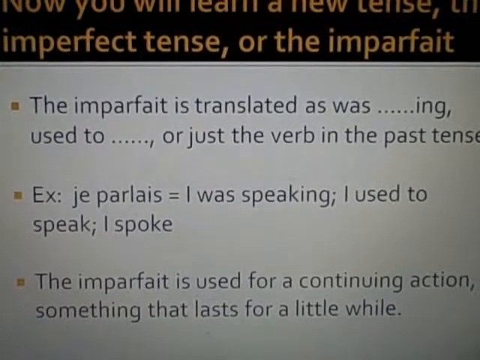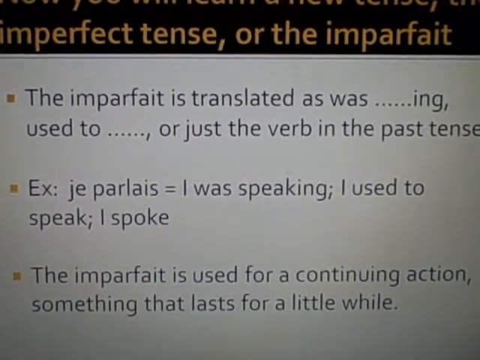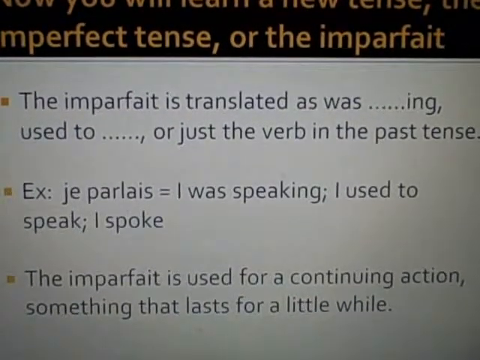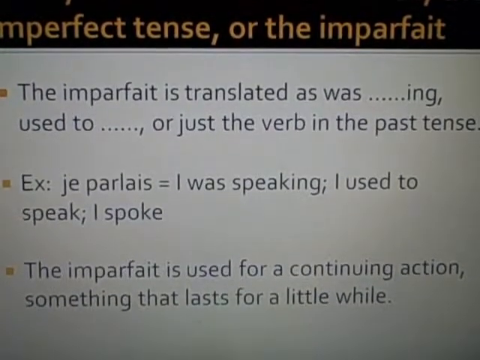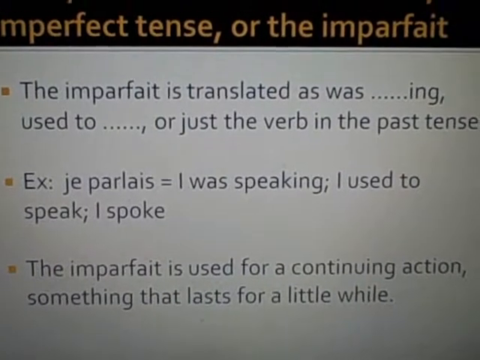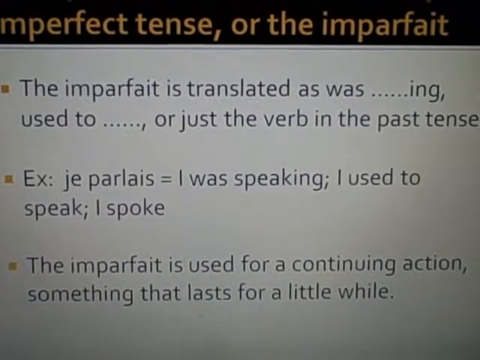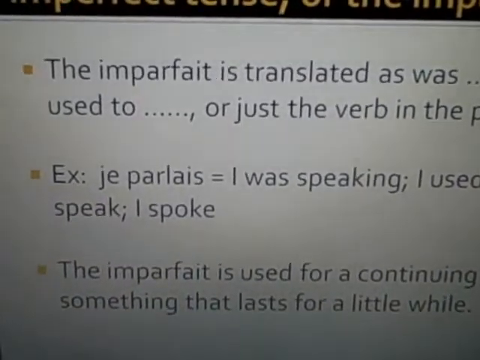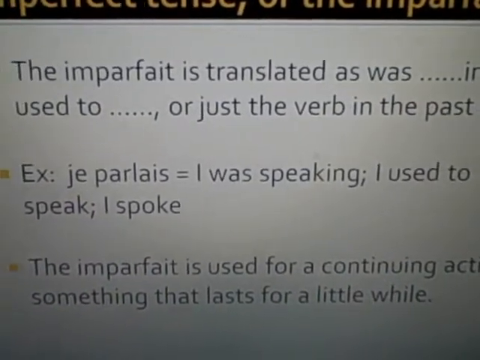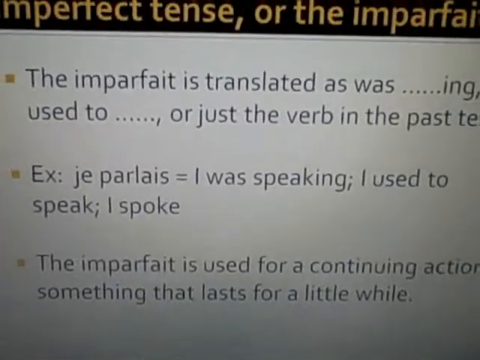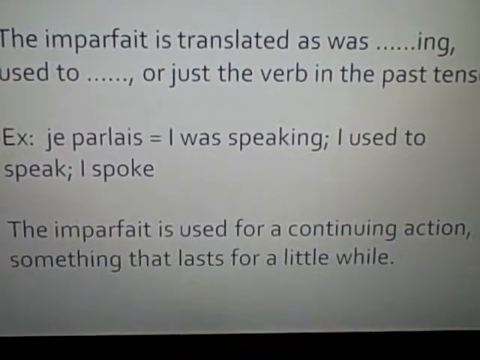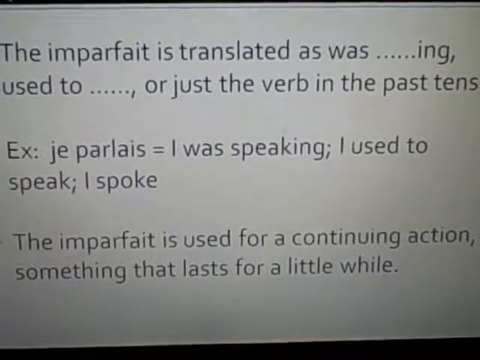The imparfait has a couple possible translations. I like to call it, if we were using the verb, was verbing, used to verb, or just the verb by itself in the present or in the past tense. For example, je parlais. Je parlais can be translated I was speaking, I used to speak, or I spoke. The imparfait is used for continuous actions, something that lasts for a little period of time.